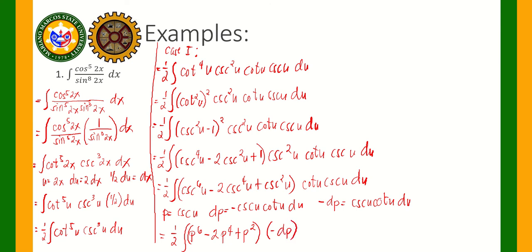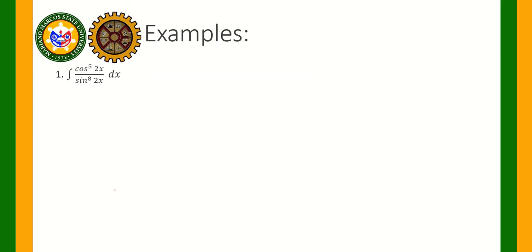So from there, let's take out the negative and isolate it. So our new equation is equal to negative 1/2 times the integral of P raised to 6 minus 2P raised to 4 plus P squared, and then dP.